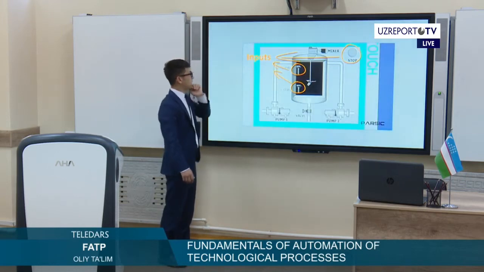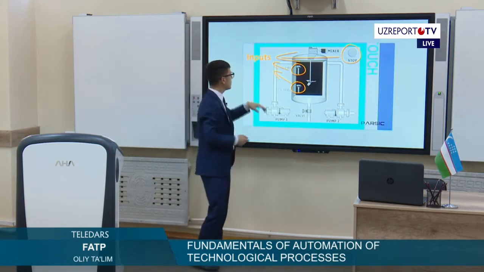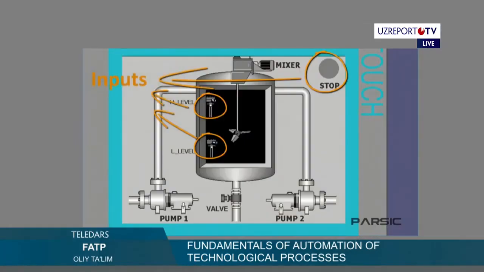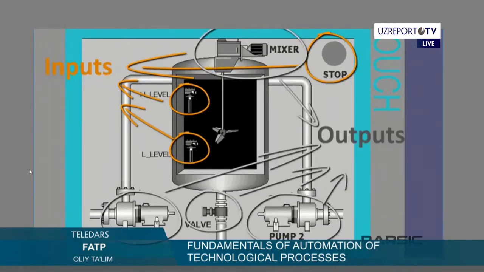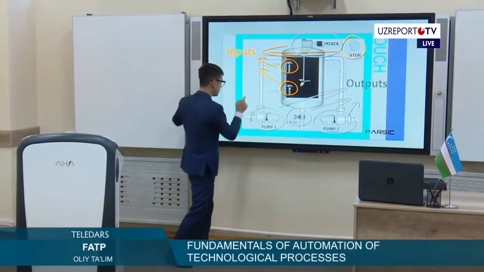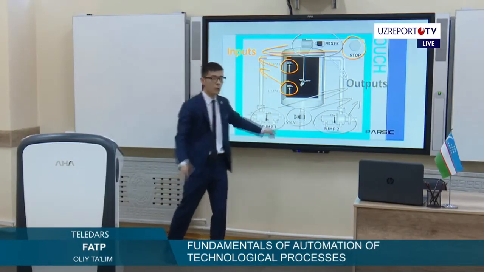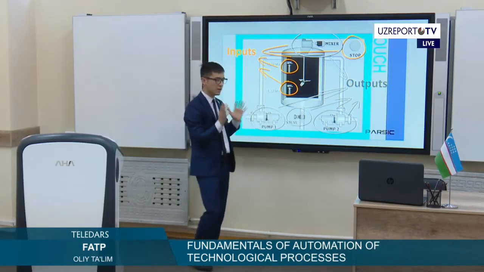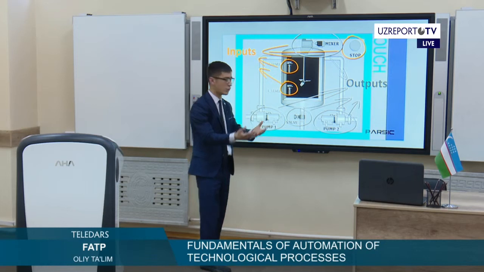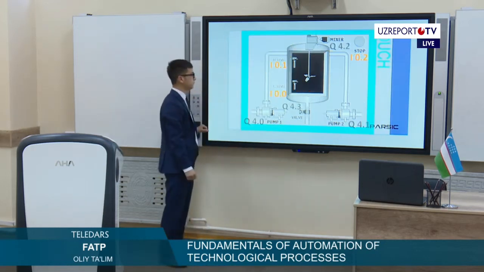Okay. In the algorithm I told you that we have two level sensors. They will be input, and a stop. It will be input too, because the signals coming to the controller are the main thing which makes the decision of the controller. And as I told you, the mixer, pump, second pump, valve, all of them are acting machines, and they are a result of the signal of the controller. So they will be output.